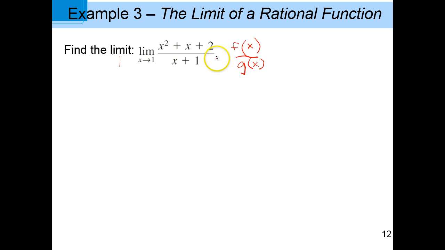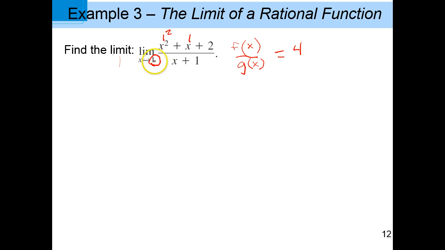What the theorem in your textbook says is that the way you find a limit when you have two functions divided by each other, or a ratio, is you find the limit of the numerator and the limit of the denominator and you divide them. So first we're going to find the limit of the numerator. When x equals 1, this function is defined. So we have 1 squared plus 1 plus 2. In the numerator we get 4.